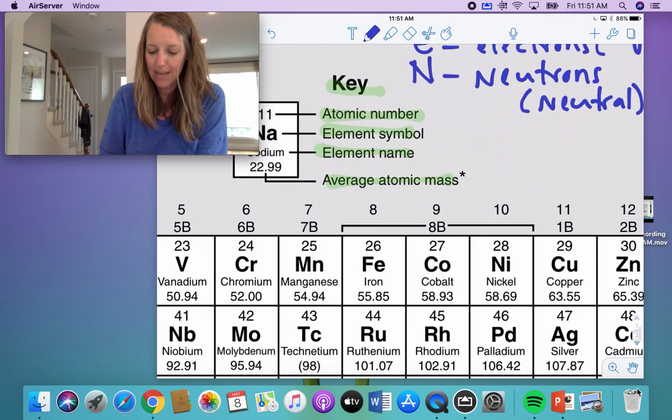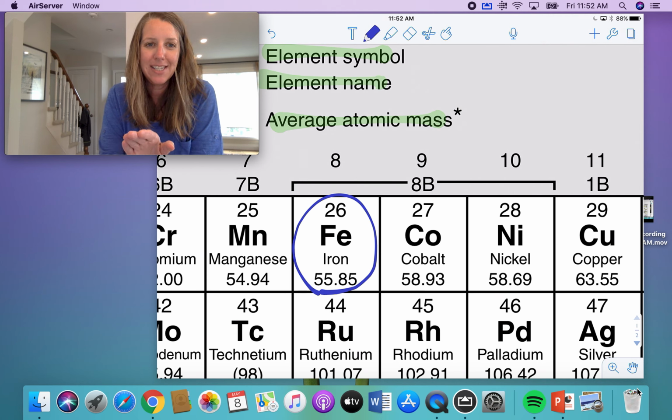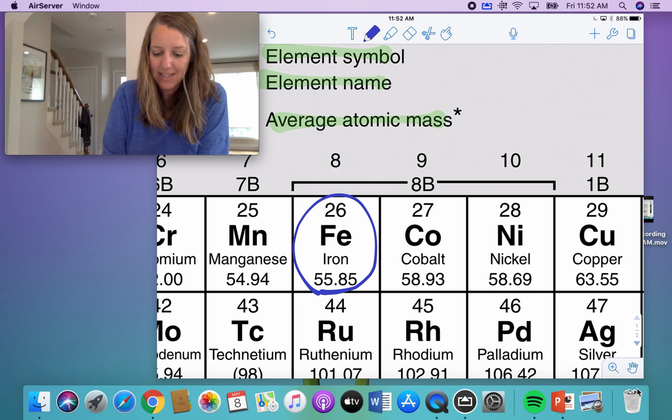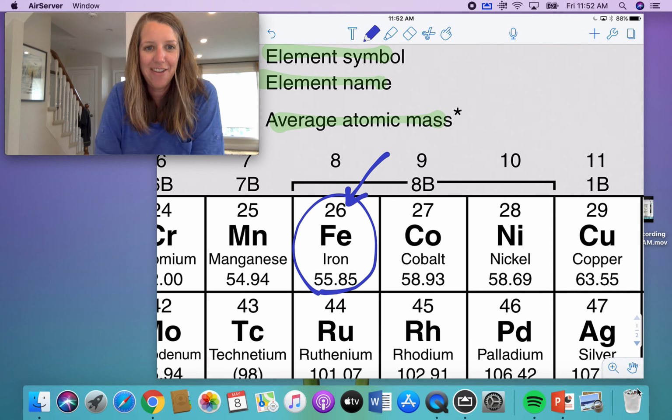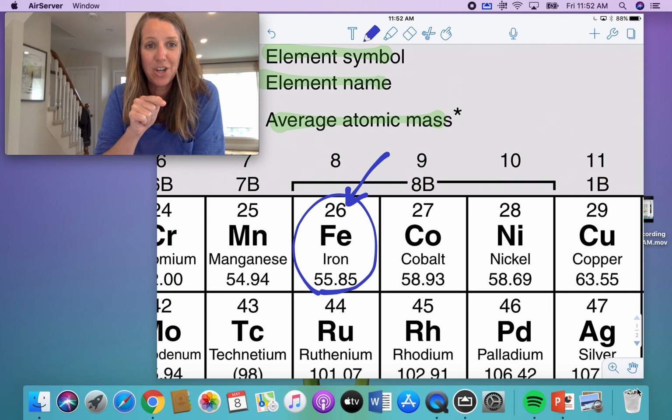Okay, so for example, you can see iron right here on your periodic table. Every atom of iron in the entire world, in the universe, has an atomic mass of 55.85 grams per mole, and the atomic number is 26. Every atom of iron has 26 protons in its nucleus. If it had a different number of protons, you'd be talking about a completely different atom, okay? Because if you change the number of protons, you're talking about a different atom.